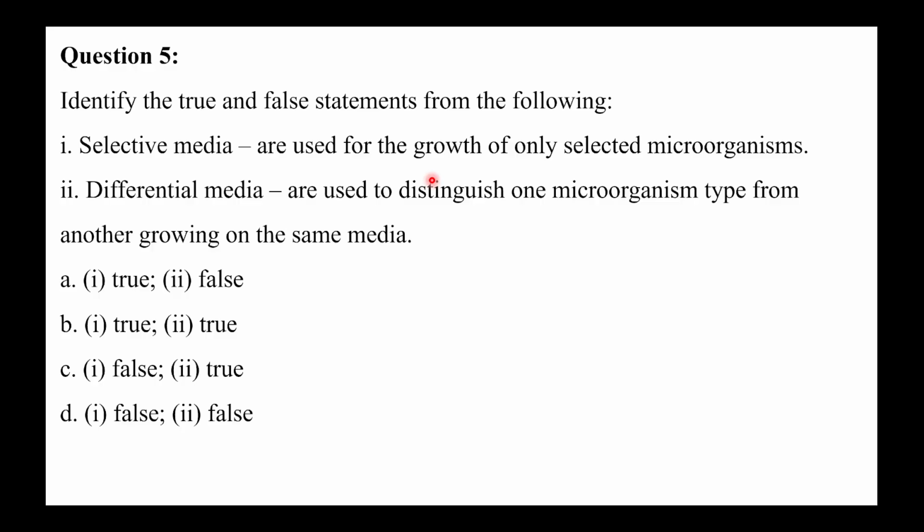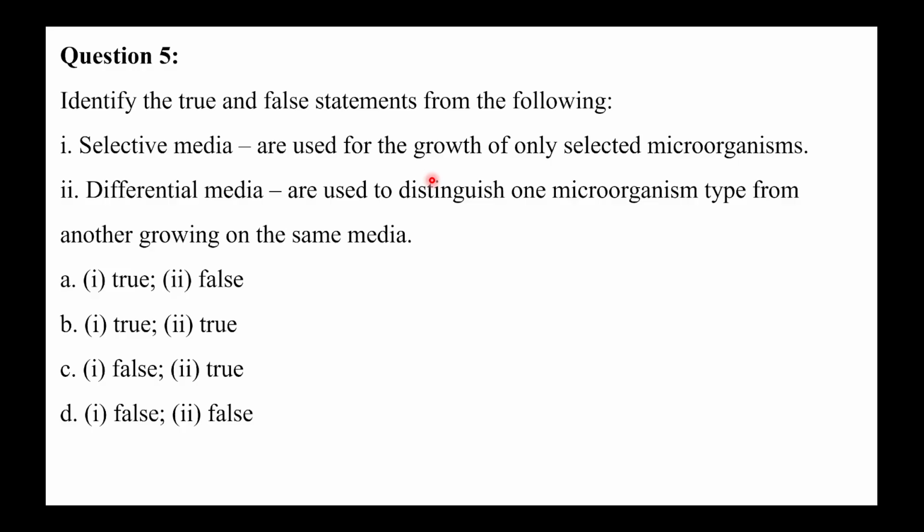Moving on to the next question, question number 5. Identify the true and false statements from the following. First statement: selective media are used for the growth of only selected organisms. Second statement: differential media are used to distinguish one microorganism type from another growing on the same medium.